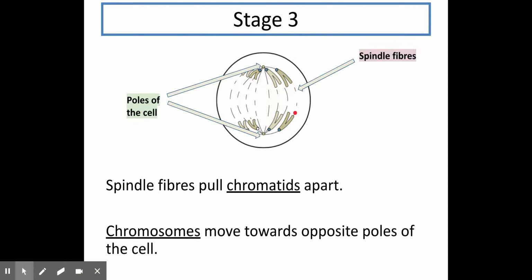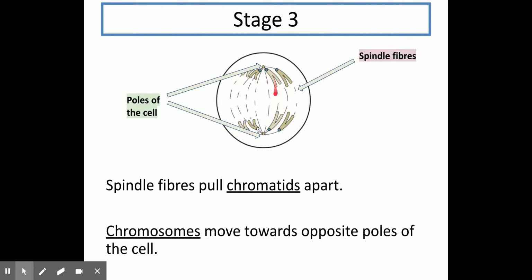In stage 3, you can see that the spindle fibres have pulled the chromatids apart, and the chromosomes are moving towards opposite poles of the cell. So a very important part here is the difference between chromosomes and chromatids. An easy way to remember it is that you never say chromatids until this stage here. So only refer to them as chromatids when they're being pulled apart by the spindle fibres. Before or after this, just refer to them as chromosomes.